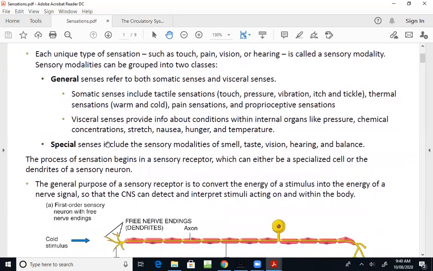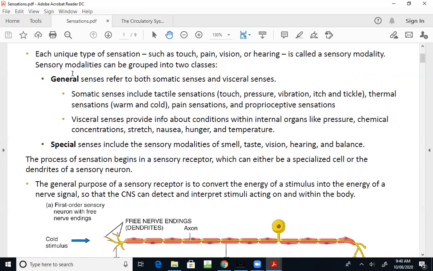Now, each unique type of sensation, things like touch, pain, vision, or hearing, is called a sensory modality, and we group them into two categories, the generals and the specials. Most of what we'll be discussing in this lecture are the special senses of smell, taste, vision, hearing, and balance. So we'll be talking about our nose, our tongue, our eyes, and our ears.